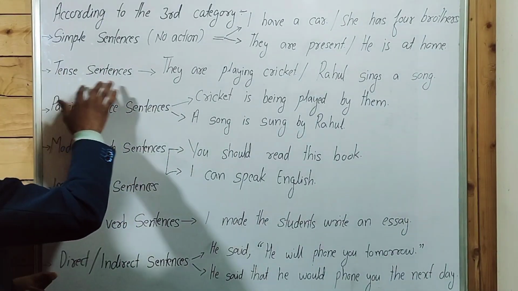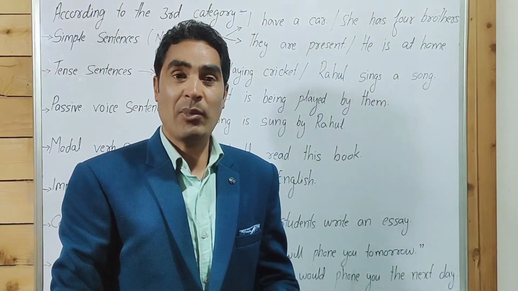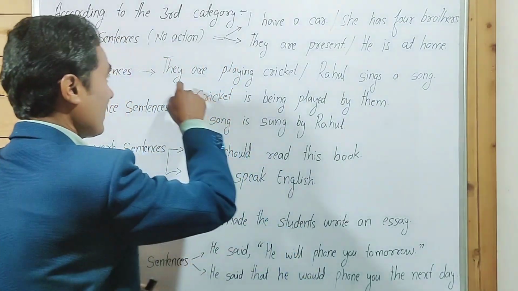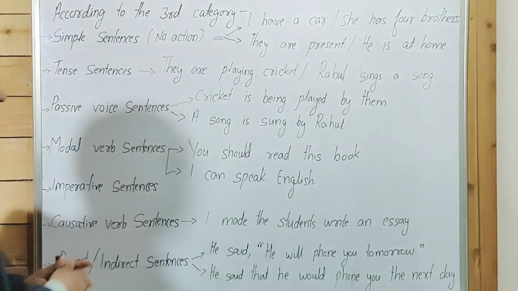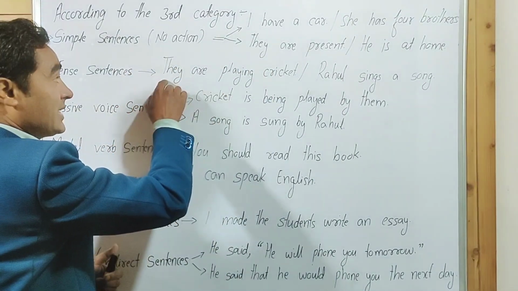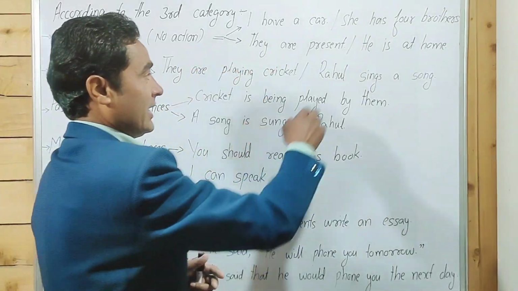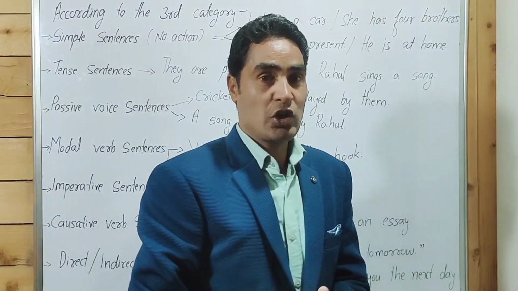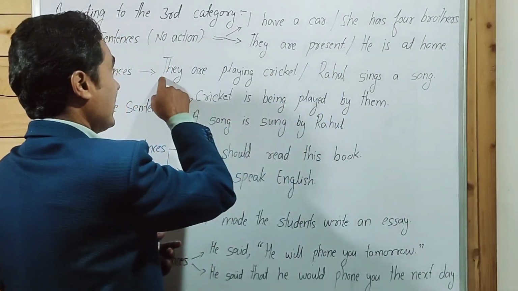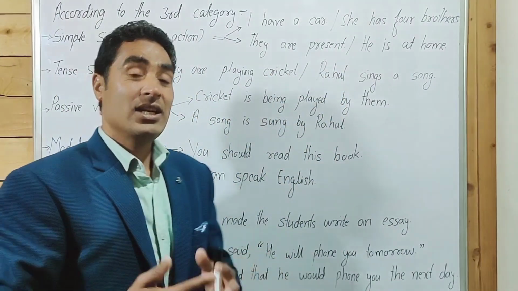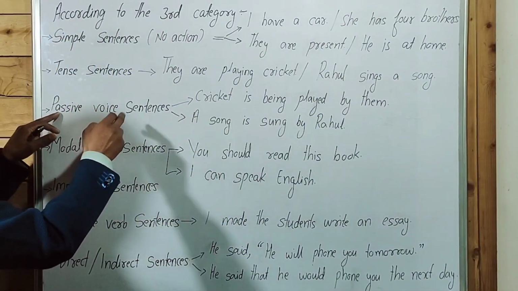When we talk about tense sentences, a tense sentence indicates time and action. They are playing cricket. They is the subject, so they are playing. The subject shows action over here. Rahul sings a song. So Rahul is the subject, it's the doer. They is the subject, it's the doer.